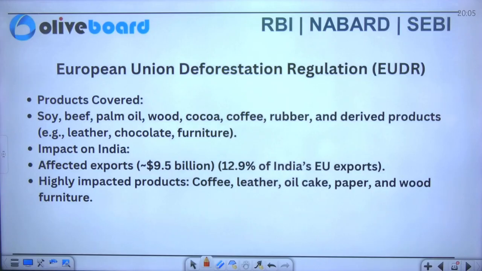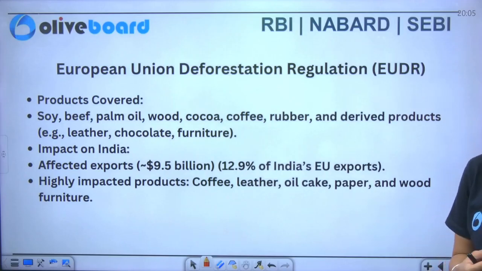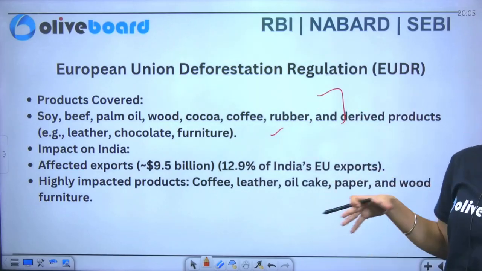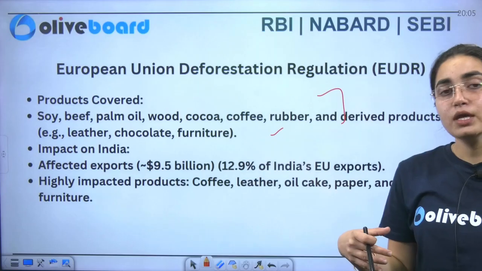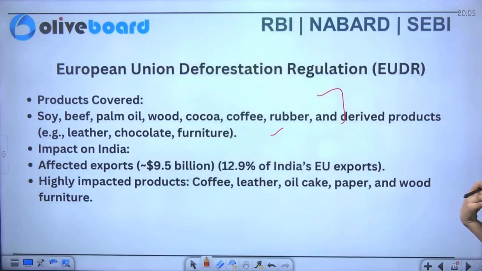Now, if you see the products included here, you can see soy, beef, palm oil, wood, cocoa, coffee, and rubber, and derived products, which include leather, chocolate, and furniture. Okay. Now, this is related to deforestation, what we are getting from our trees. So you can see here the impact on India. It affected the exports. It highly impacted the products related to coffee, leather, oil cake, paper and wood furniture.